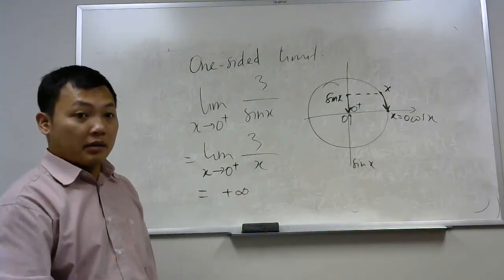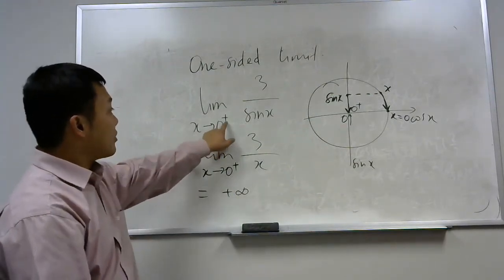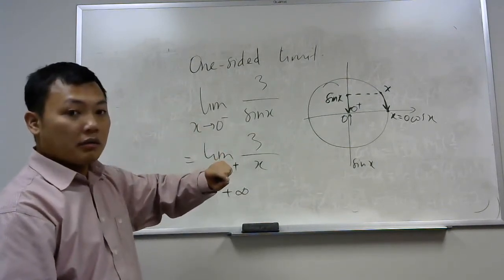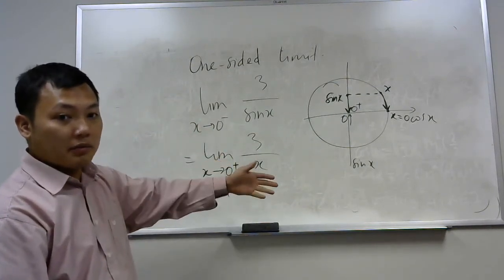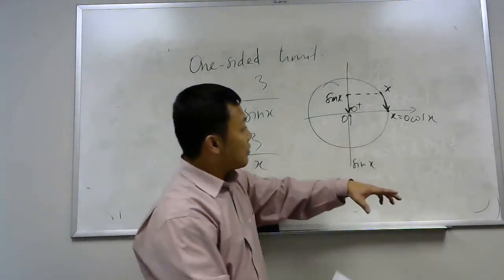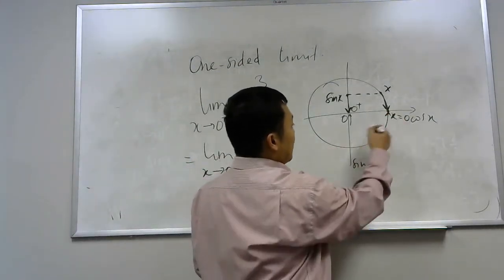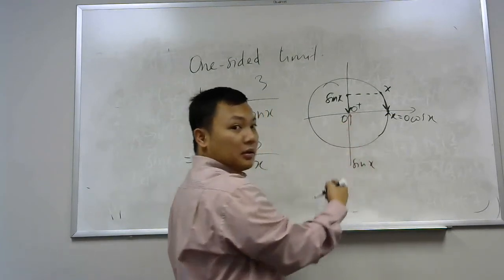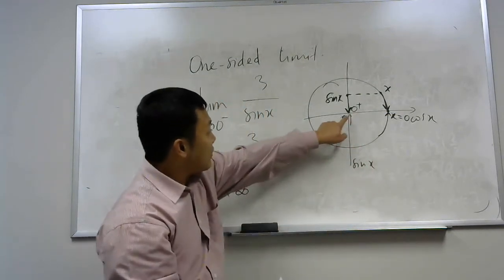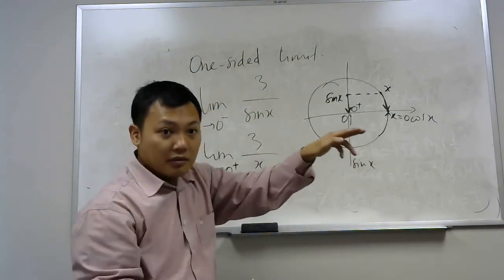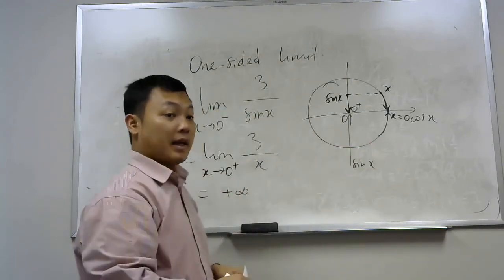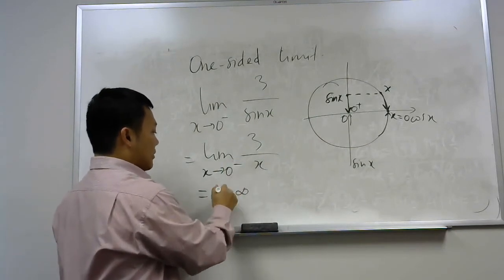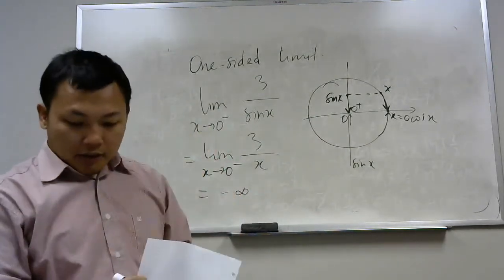Okay? So in case I change, for example, x goes to 0 from the left. What does it mean? That means x goes to 0 from the left, sine x is going to 0 from the left, right? If sine x is going to 0 from the left, 3 over sine x goes to negative infinity. Okay? So in this case, I have negative infinity. All right, the last question.